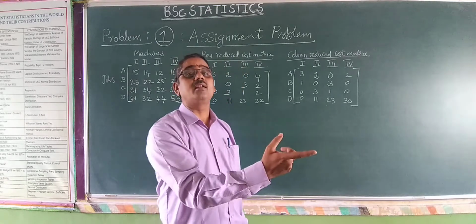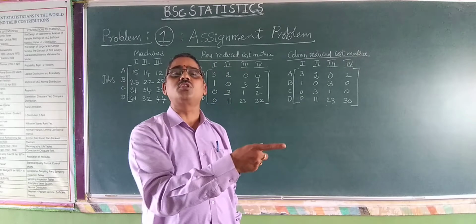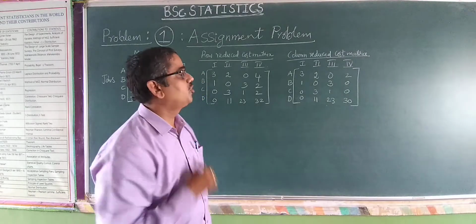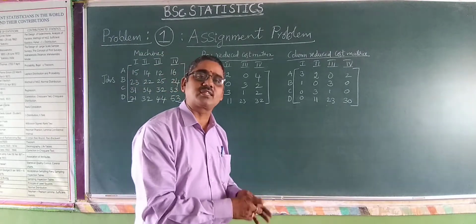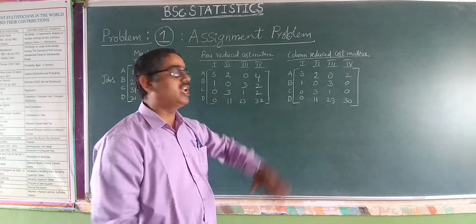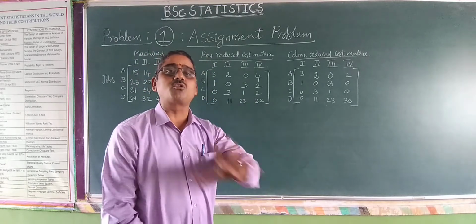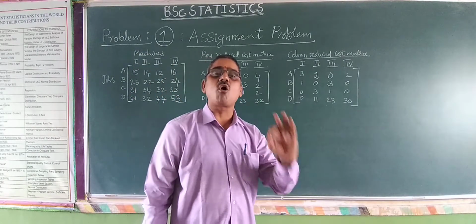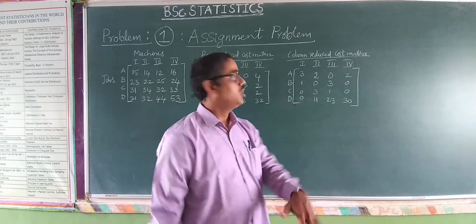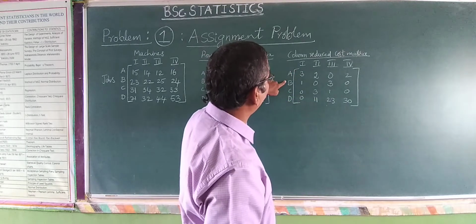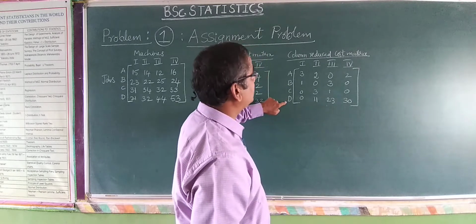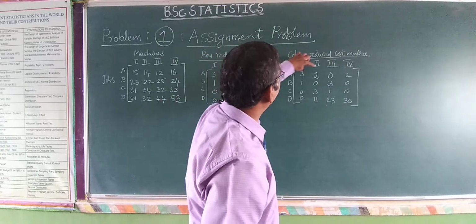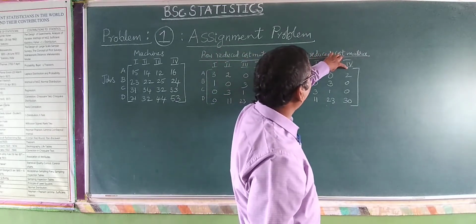Otherwise we have to do this procedure again, though of course that is not going to happen. So after completing the row reduced and column reduced cost matrix, we have to examine whether each and every row and each and every column has at least a single 0. You see here, first row 1 zero, second row 2 zeros, third row 2 zeros, fourth row 1 zero. Similarly, examine the columns as well. First column 2 zeros, second column 1 zero, third column 1 zero, fourth column 2 zeros.